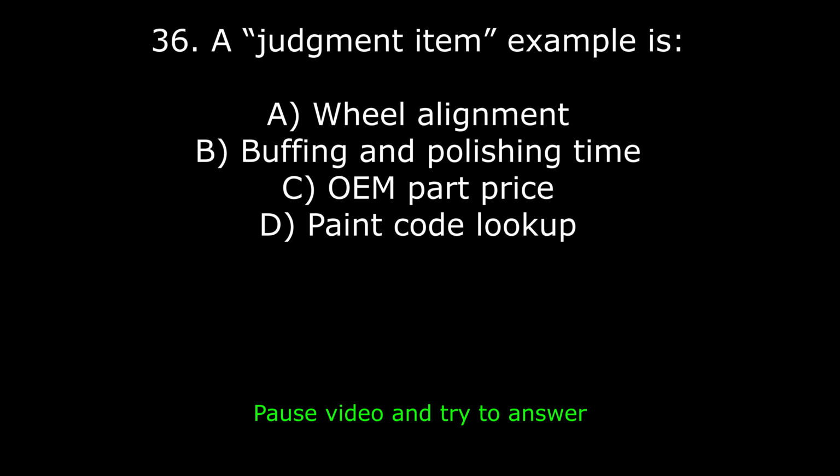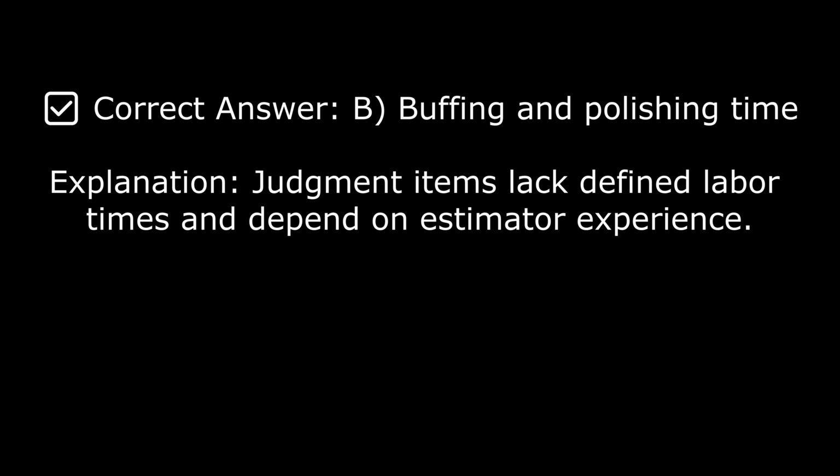36. A judgment item example is A. Wheel alignment. B. Buffing and polishing time. C. OEM part price. D. Paint code lookup. Correct answer is B. Buffing and polishing time. Explanation: judgment items lack defined labor times and depend on estimator experience.